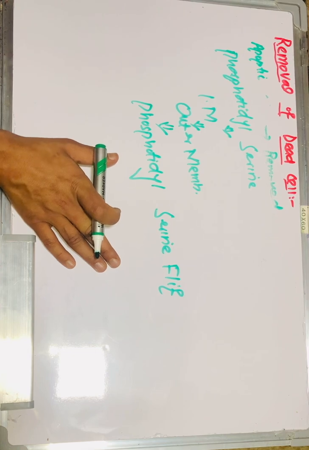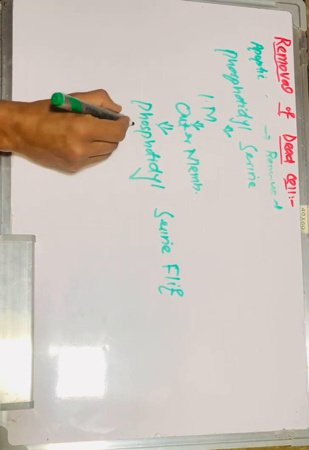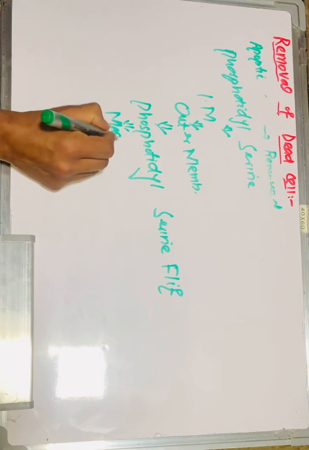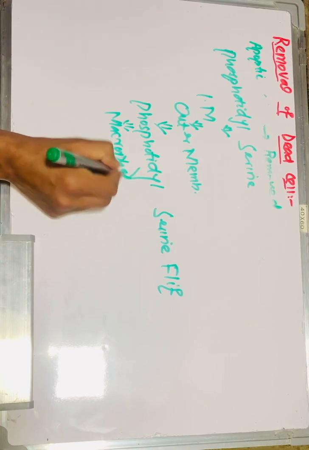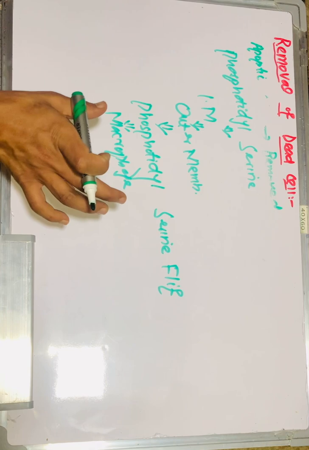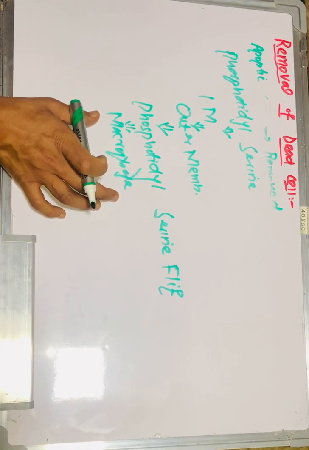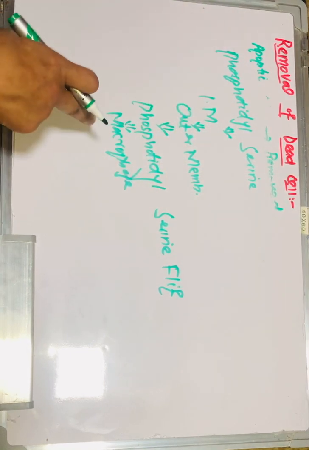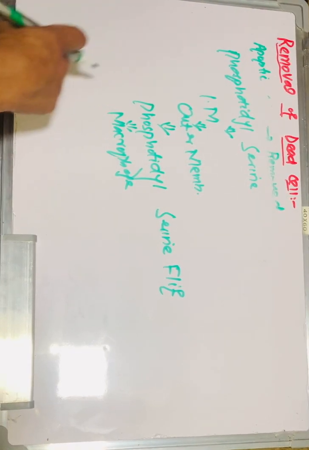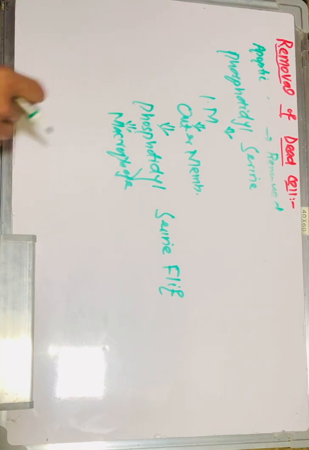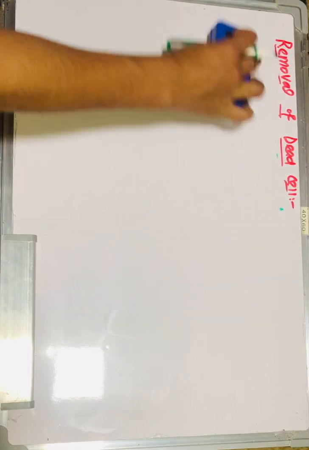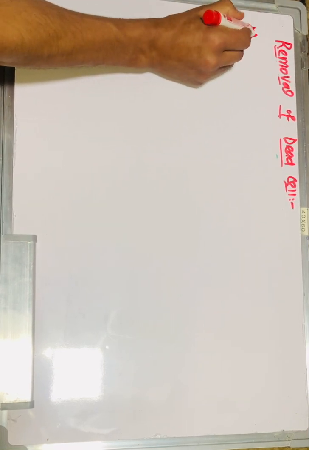So now macrophage will come and it will detect this cell as an apoptotic cell because we have phosphatidyl serine on the surface of the cell, and macrophage will engulf this cell. This is how a macrophage detects whether this is a normal cell or an apoptotic cell.